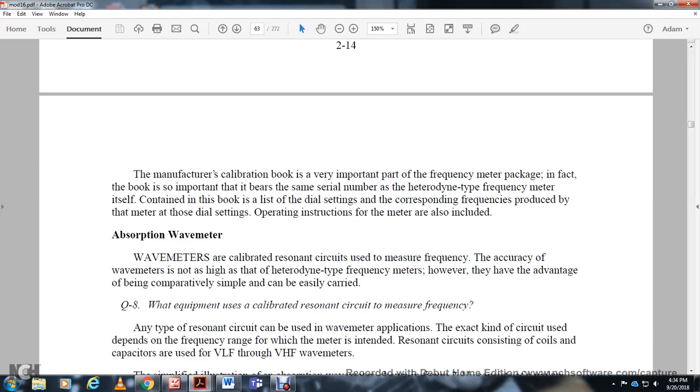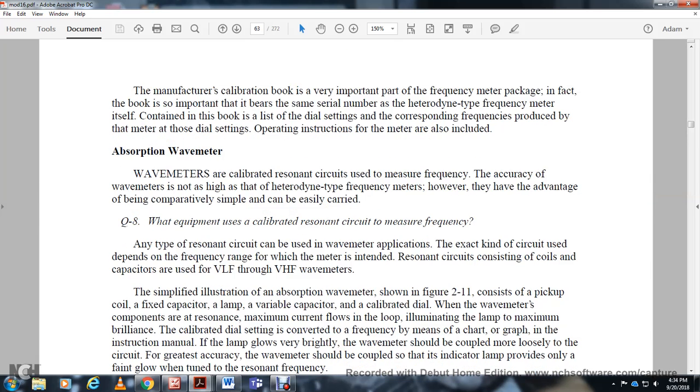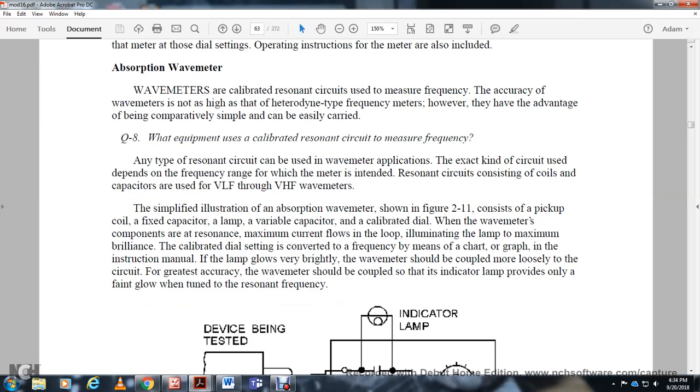With the wave meter calibrated against the resonant frequency circuit, the frequency accuracy is high. Compared with the heterodyne frequency meter, the wave meter is capable, comparatively simple, and can be easily carried. Any type of resonant circuit can be used with the wave meter, depending on the frequency range the meter is intended for. The resonant circuit consists of a coil and a capacitor, used in very low frequency and very high frequency wave meters.